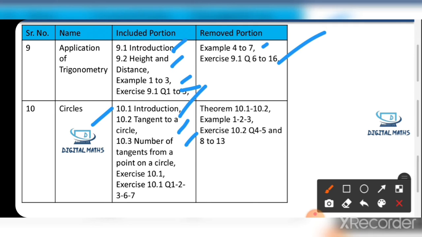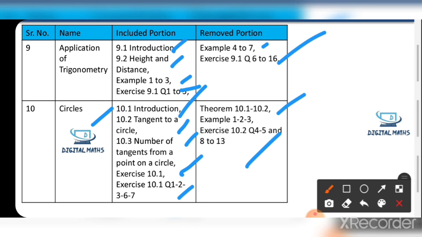Now in the circle chapter, the included portion is: introduction, tangent to a circle, number of tangents from a point to a circle, exercise 10.1, question number 1, 2, 3, 6, 7. Theorem 10.1, 10.2, example 1, 2, 3, exercise question number 4, 5 and 8 to 13 are removed from chapter number 10, circle. It is a very important theorem from the circle, 10.1 and 10.2, but it is removed from the syllabus.